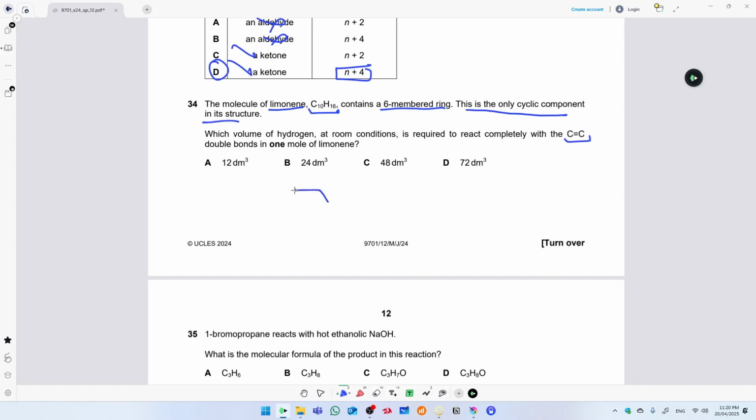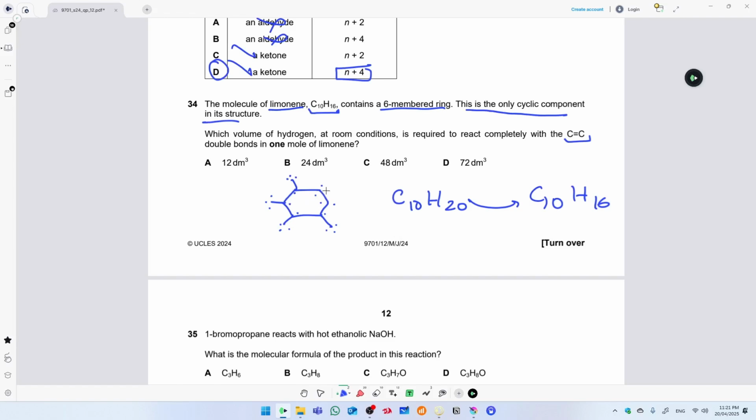6-membered ring, so a hexagonal ring. Okay, and then it has 4 more carbons, so let's make 4 methyl groups. So now we have 10 carbons. Let's look at the hydrogens. We have 1, 2, 3, 4, 5, 6, 7, 8, 9, 10, 11, 12, 13, 14, 15, 16, 17, 18, 19, 20. So we have 20 hydrogens, and we need to remove 4 of these hydrogens by adding double bonds basically. So we have to make it C10H16.